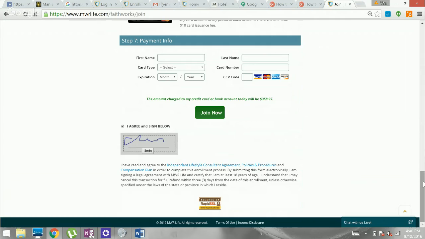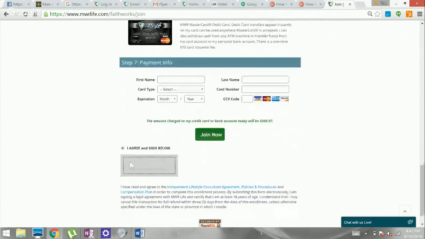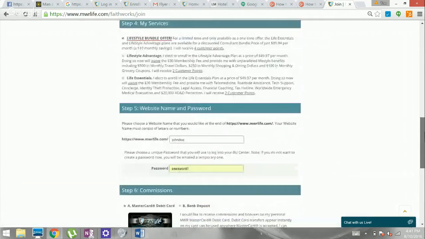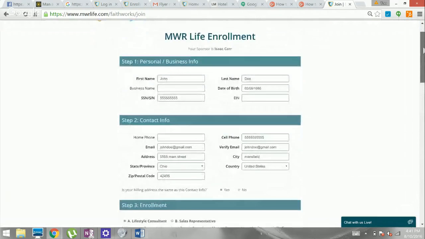So either way, sometimes this will get stuck, and you can just hit undo. If you click join now and nothing happens, sometimes you can just undo this and do it again, and then it may work the second time. I'm using my finger. I should be using this thing. So sometimes you may have to play with this to get it to work, but you click join now, and as soon as that happens, now that person is enrolled and active and ready to go, and that is exciting.